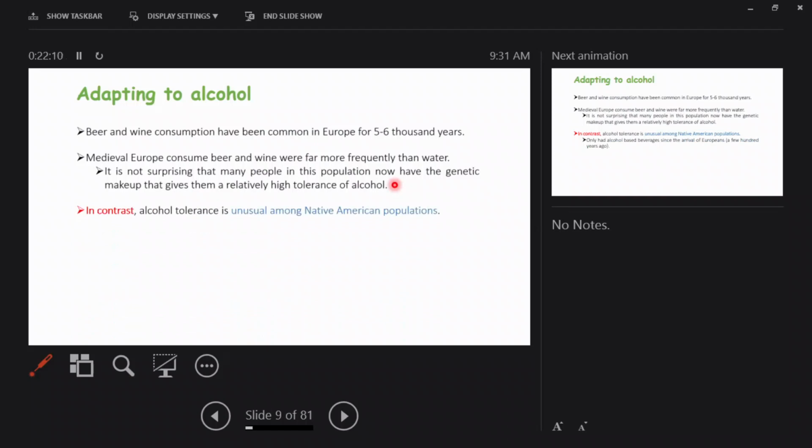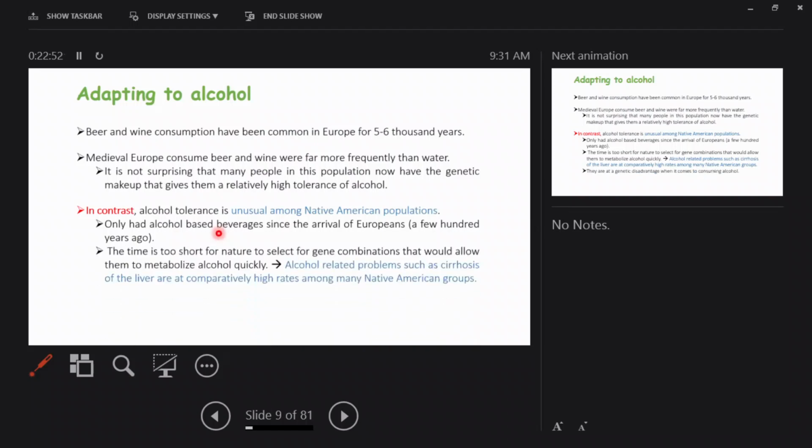In contrast, alcohol tolerance is unusual among Native American populations. The Native American population was not used to drinking alcohol in their history, right? From their great great grandfathers, they didn't drink alcohol. They only had alcohol-based beverages since the arrival of European or British people in America a few hundred years ago. They brought along their alcohol with them. So not until that time were the Native Americans exposed to alcoholic beverages. The time is too short for nature to select for gene combinations that would allow them to metabolize alcohol quickly. All of this is because of natural selection, and the time since the Europeans arrived in America is too short compared to these 5 to 6 thousand years, right?